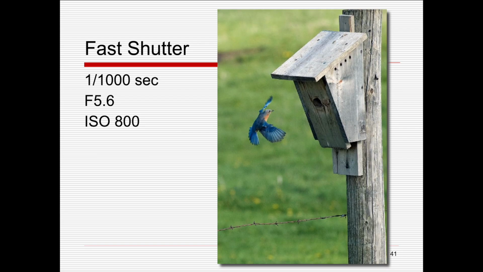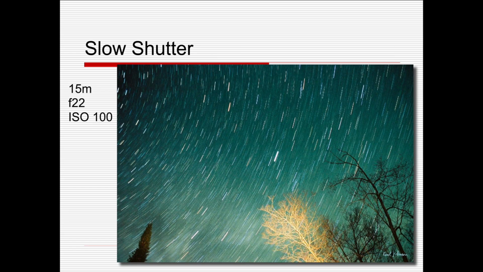Here's a shot of a fast shutter speed. I'm at a thousandth of a second, f/5.6, so that I have a very shallow depth of field, and my ISO is at 800. And I wanted to mostly stop the action of this bird in flight, but we still see that even at a thousandth of a second, part of its wing is still a little bit soft, and that doesn't bother me here. And here's an example of a slow shutter.